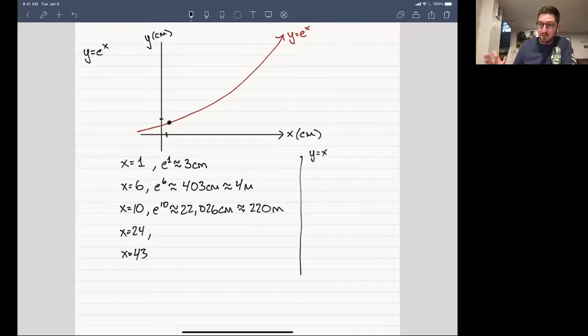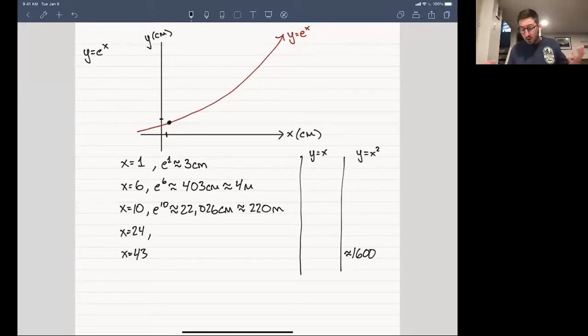Now that's easy, right? 43 centimeters over, 43 centimeters up. Or maybe y equal to x squared. This is about 1600 here. So 1600 centimeters. That's about 16 meters. We passed that after x equal to 10. Right? So these exponential functions grow extremely, extremely, extremely fast.